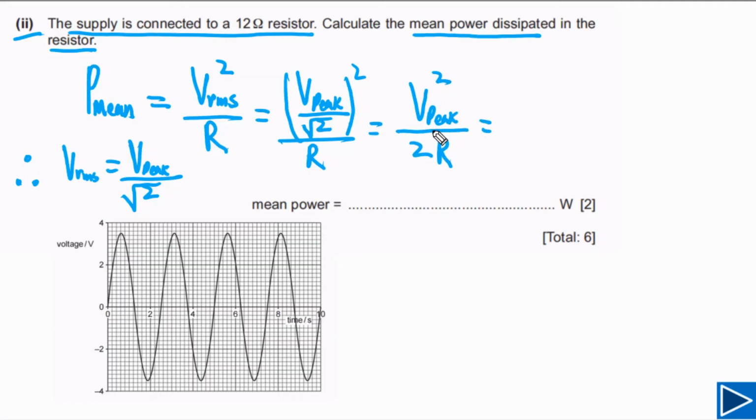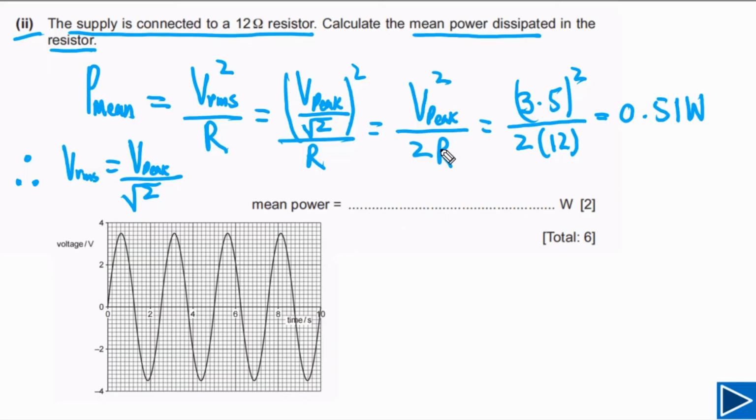Now we can plug in values of the peak value and the resistor. In this case, the peak value is 3.5, as we have already discussed, and this is divided by 2 times the resistance of the resistor. Now we can simplify and get the final answer. The final answer will be 0.51 watts. This answer has to be given to 2 SF because this has 2 SF and this also has 2 SF, the least number of SF. So this is our final answer for this question.